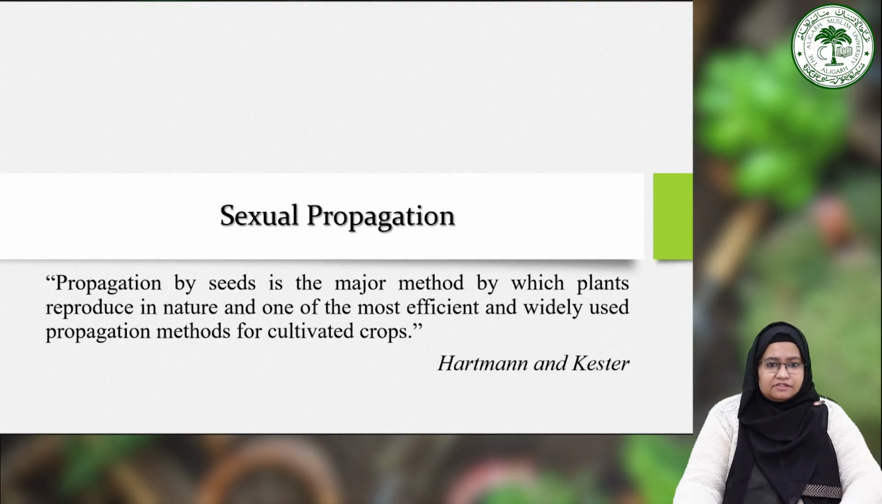Now let's start with sexual propagation. Propagation by seeds is the major method by which plants reproduce in nature and one of the most efficient and widely used propagation methods for cultivated crops. A seedling may not be an exact replica of the parent as a result of natural cross-fertilization or segregation of characters. Raising plants through seeds is necessary to obtain new plants or hybrids. Seed-propagated plants have a long juvenile phase and take more time to come into bearing of flowers.